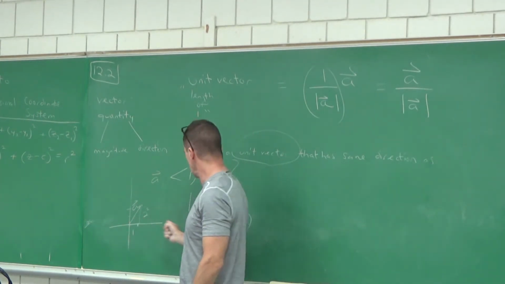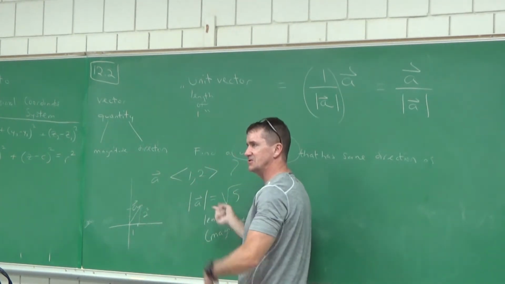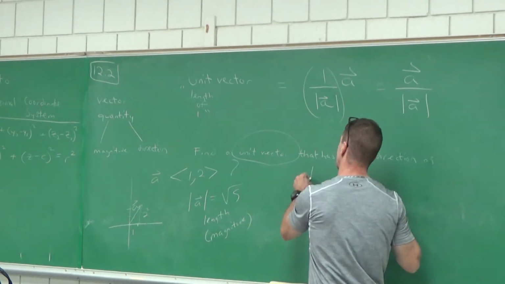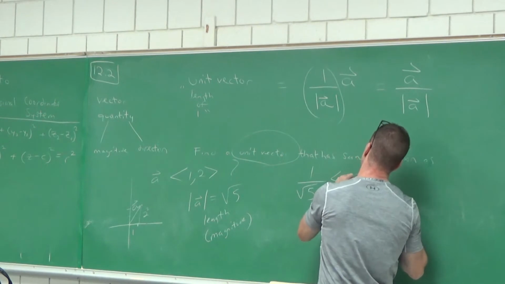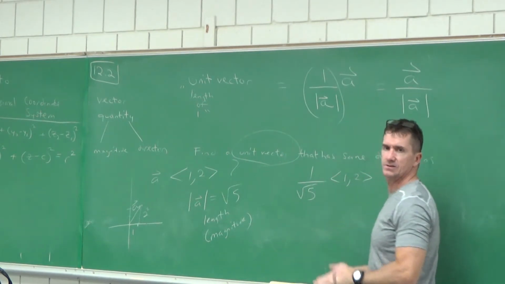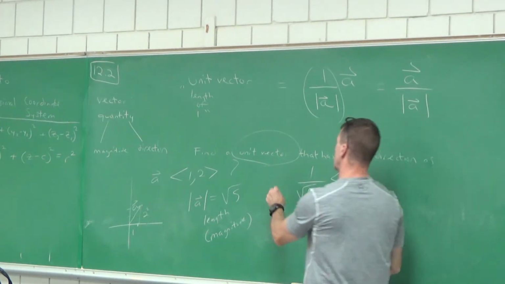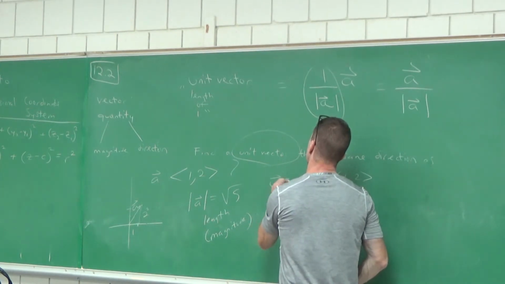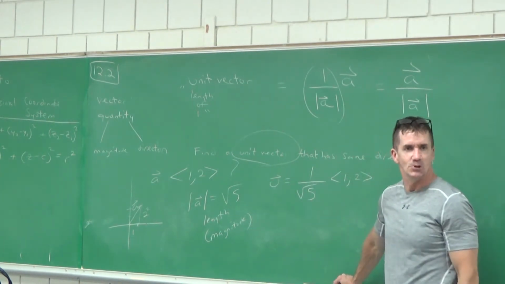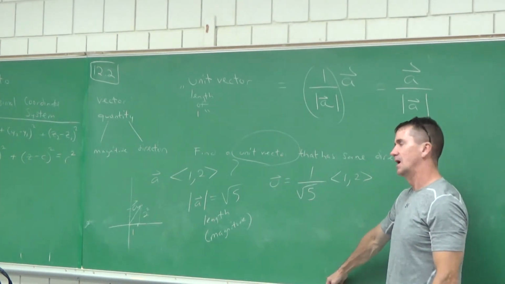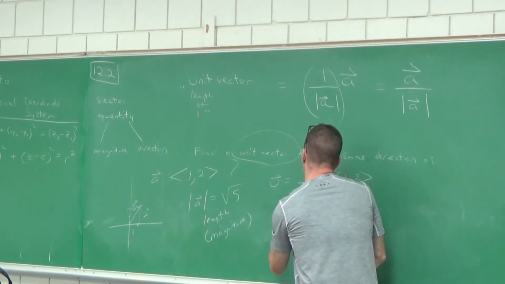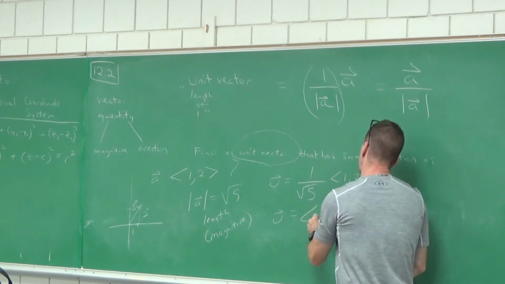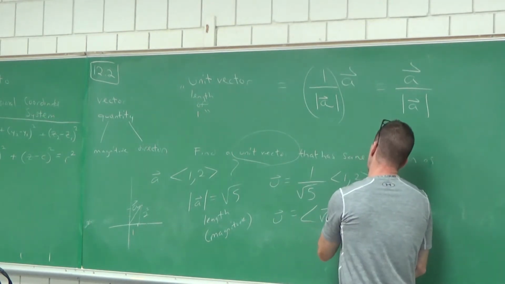Cool. This was a little too long, wasn't it? Okay, divide that out from it. So here's my answer. Now, can I leave my answer like that? Sure. Hey, if you want to use the letter U for unit vector, U for unit, there it is. Can I distribute it? Of course. And then you can do this: 1 over rad 5, comma, 2 over rad 5.